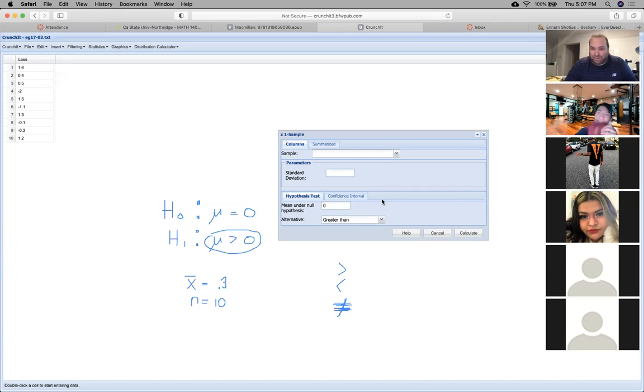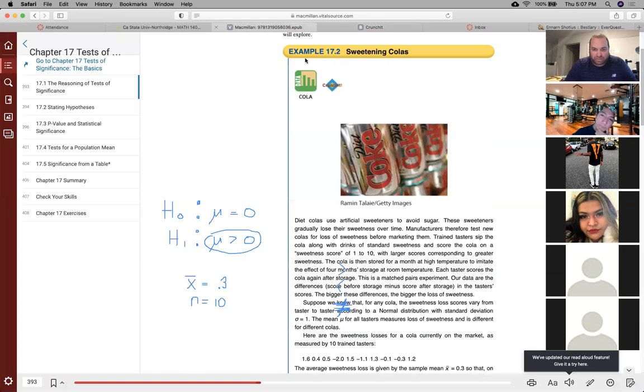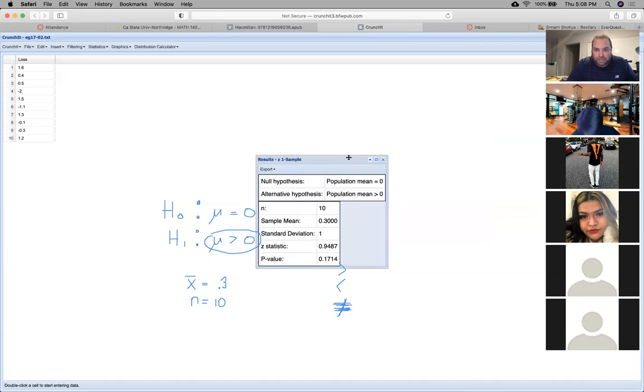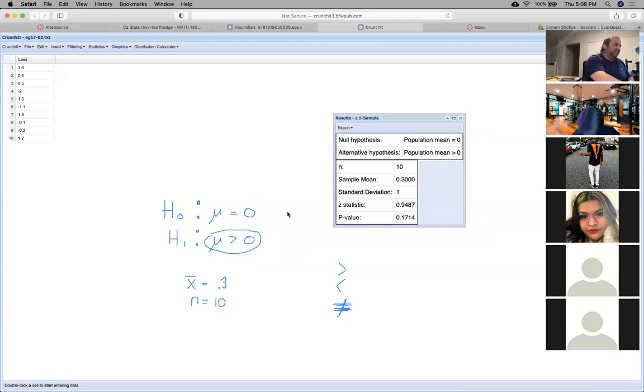Okay, so anyways, what's my standard deviation? They gave it to me in the problem. What was it? It's 1, okay. So sigma is equal to 1. My sample is the loss column. So I put my sample's loss column, and I'm doing a hypothesis test. Right? So let's see what Crunch says, shall we? When I calculate, so let's look at that. Let's ignore the details for now.